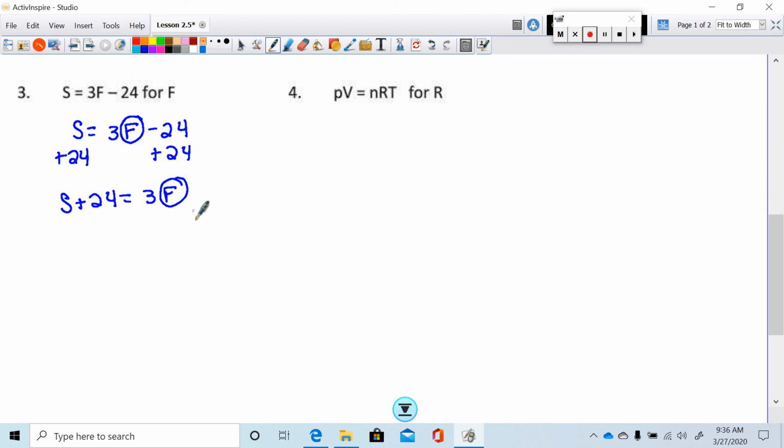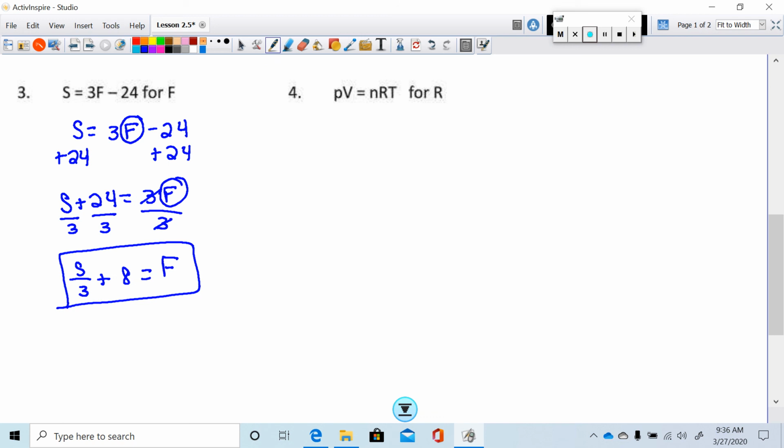Now that's 3 times f, so I'm going to divide by everything that's not circled. Divide both sides by 3. I'm actually going to split it apart like this. You'll see why in a moment. So S over 3 does not simplify, plus 24 divided by 3 does simplify. It's 8 equals, top cancels with bottom, f. So this is actually my final answer if you want to simplify it correctly.